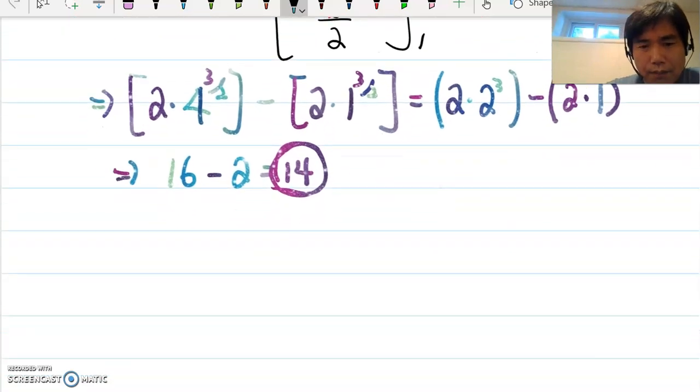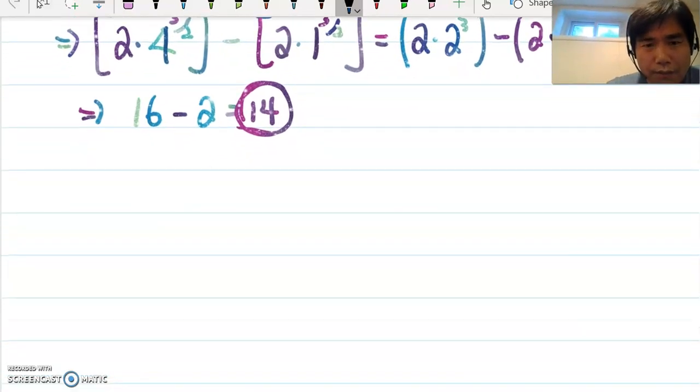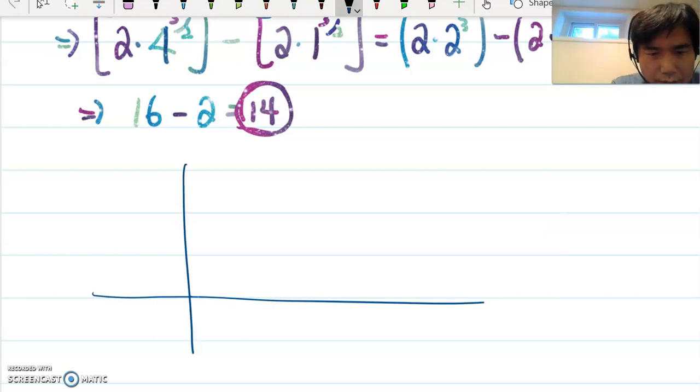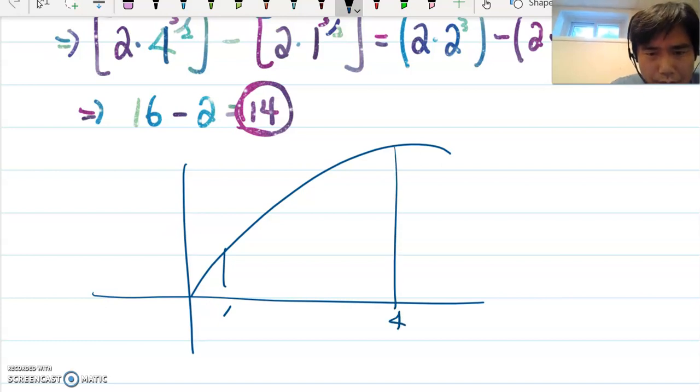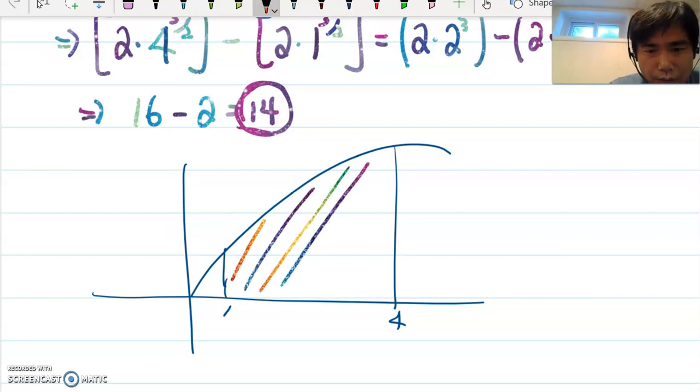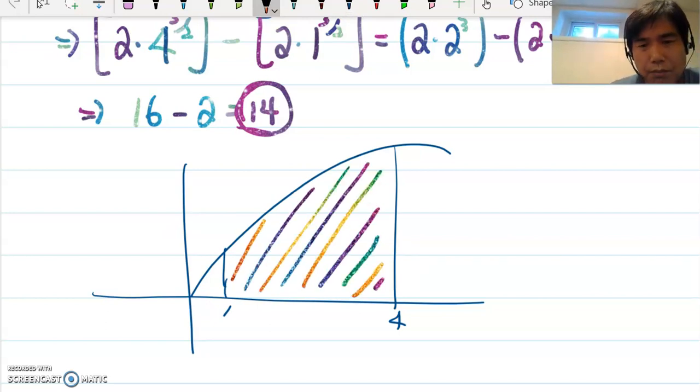And simply, if I show the graph shape, somehow it becomes like this, with 1 to 4 here. So the area of this region becomes basically 14. Make sense? That's what this means.